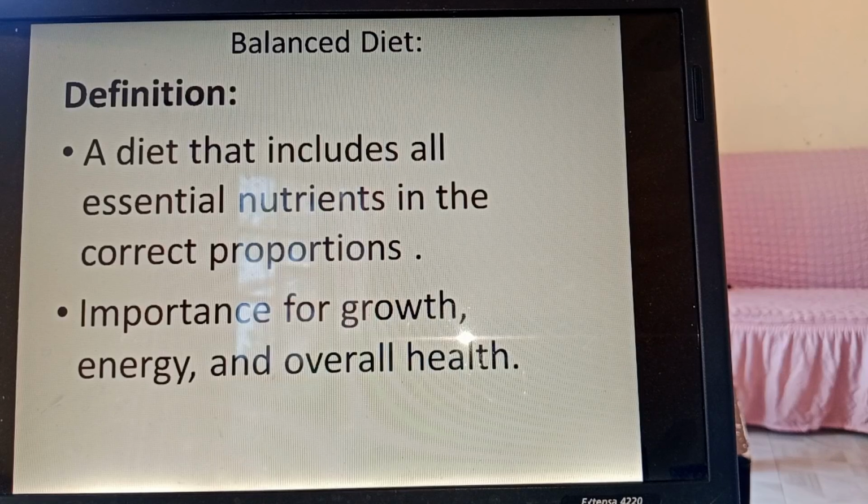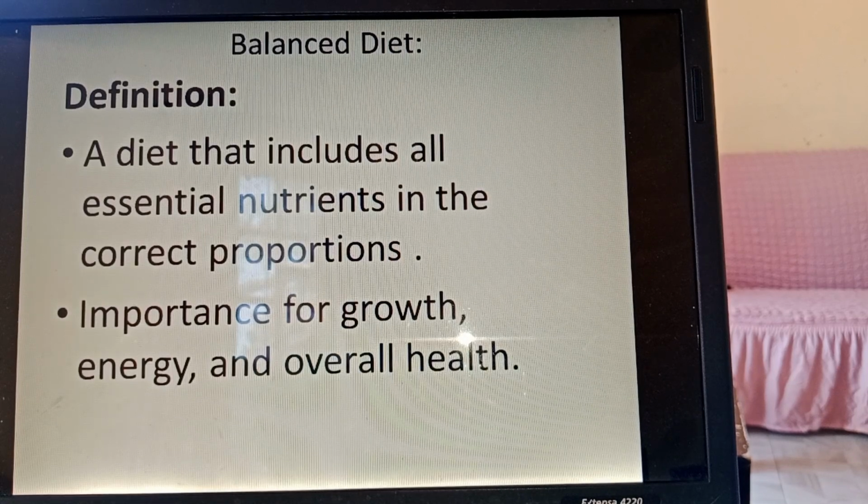Balanced diet. Definition: this is a diet that includes all the essential nutrients in the correct proportions. It is important for growth, energy, and overall health.